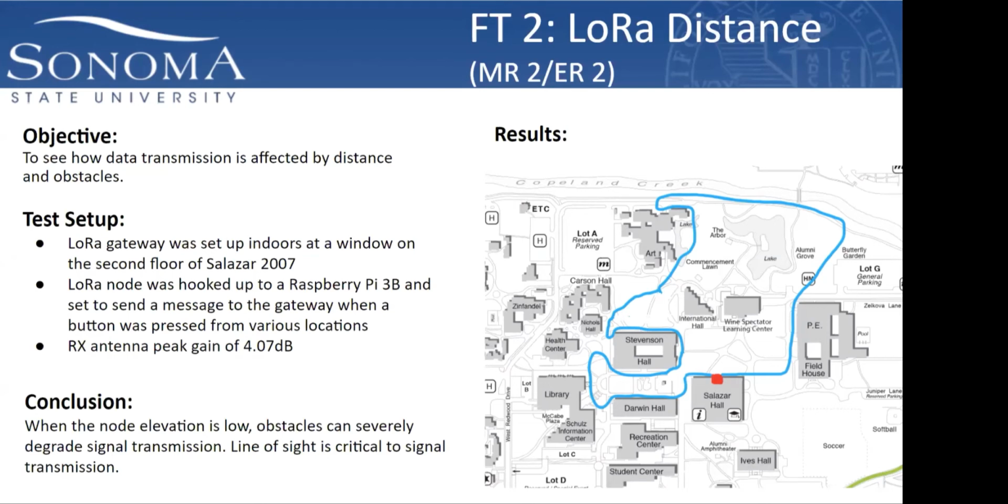Our RX antenna had a peak gain of 4.07 dB. For this test, we found that when the node elevation is very low, the signal was severely degraded by obstacles, and line of sight is very critical for transmitting the data. Next slide, please.